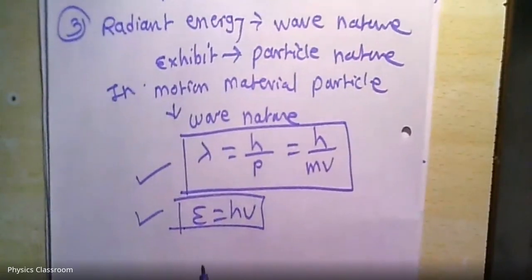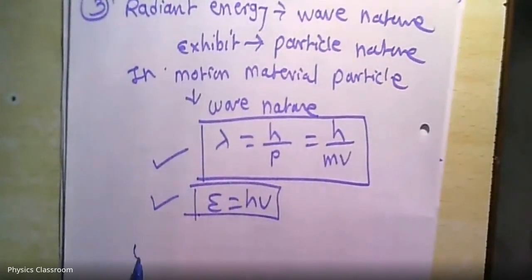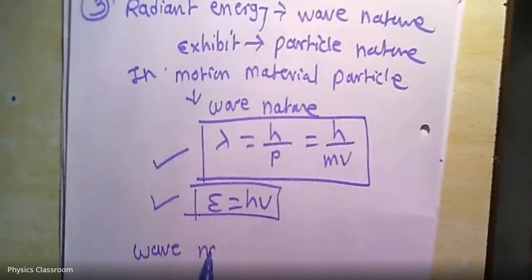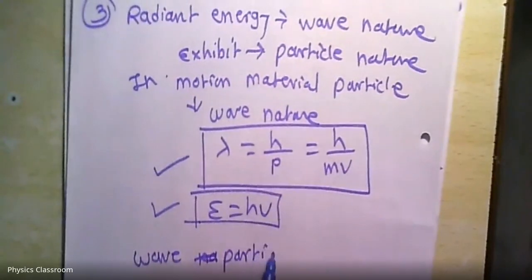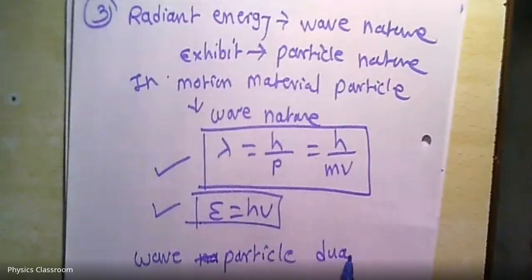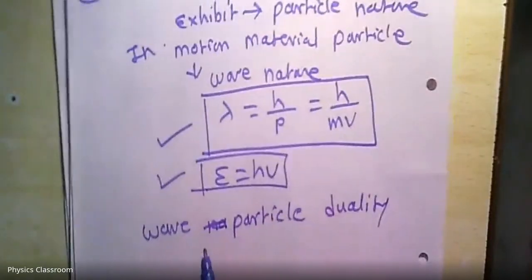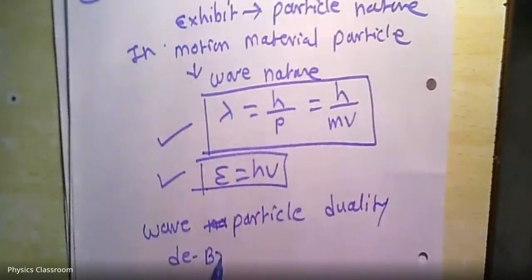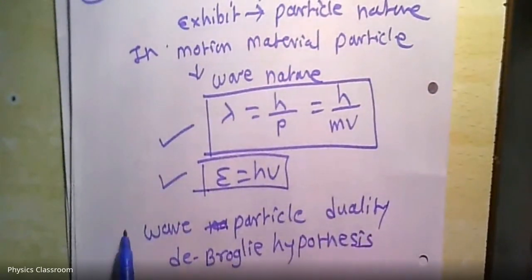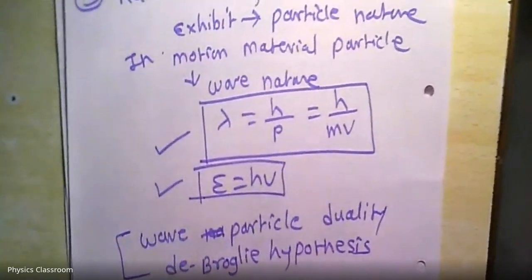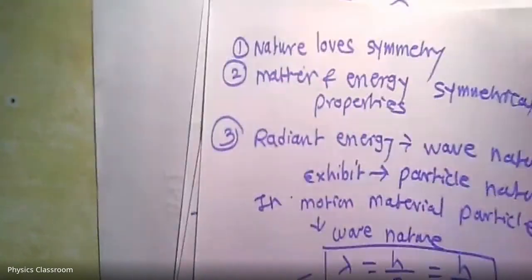So today we have learned wave particle duality. In the previous lecture we learned the de Broglie hypothesis, and in this lecture some previous explanation of the de Broglie hypothesis is also carried out. In the next lecture we will study some other phenomena also.